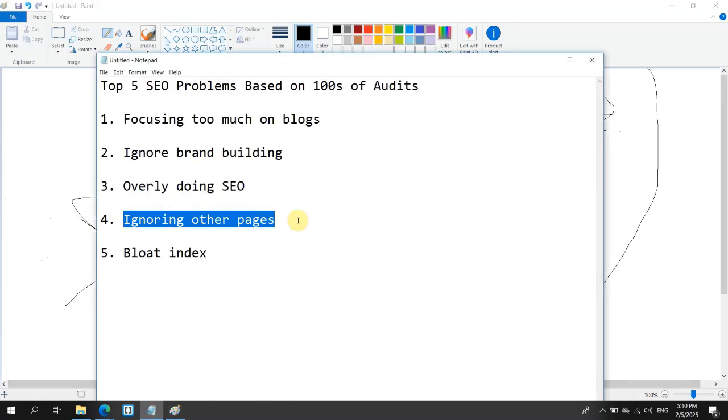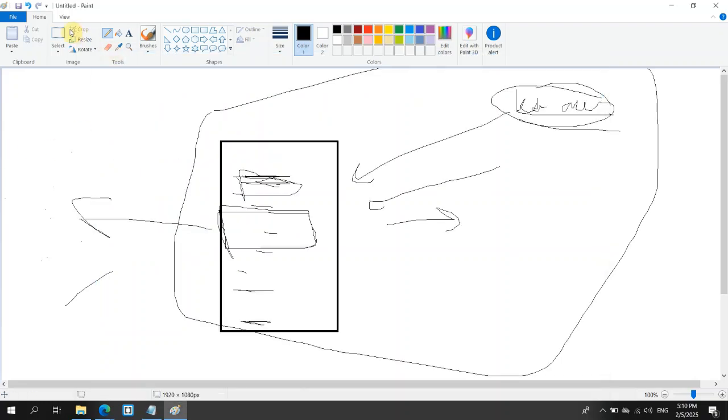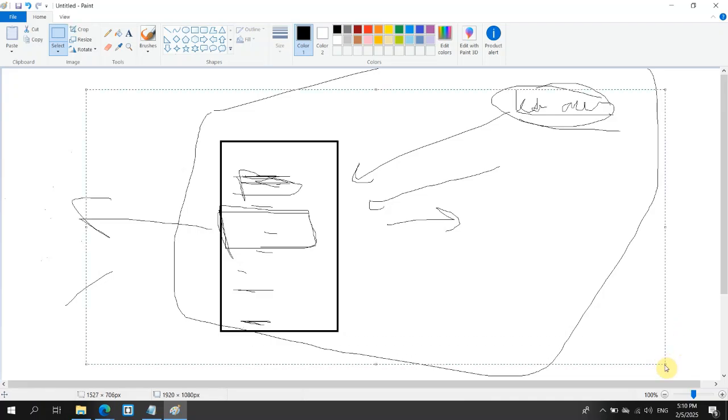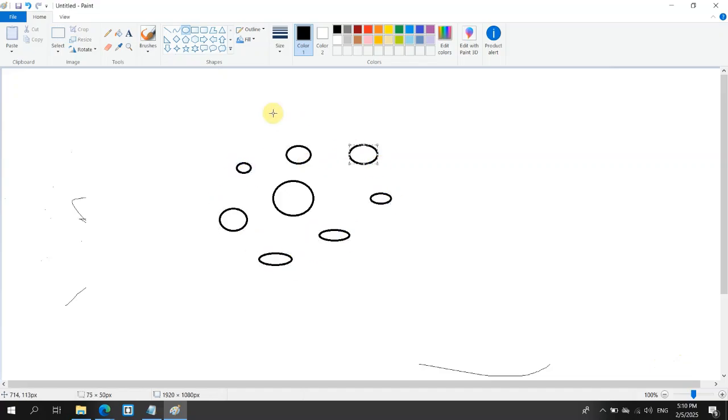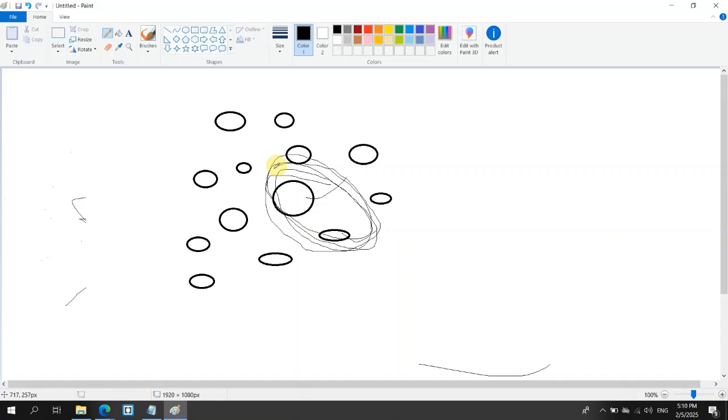The fourth SEO mistake or problem that I see all the time is ignoring other pages. So what I mean by that, right? So coming back to this, let's say you have many pages on your website, right? And let's say this page and this page are the two most important pages on your website. Okay, so they're like the top keywords. They have the highest search volume, and they're very highly commercial.